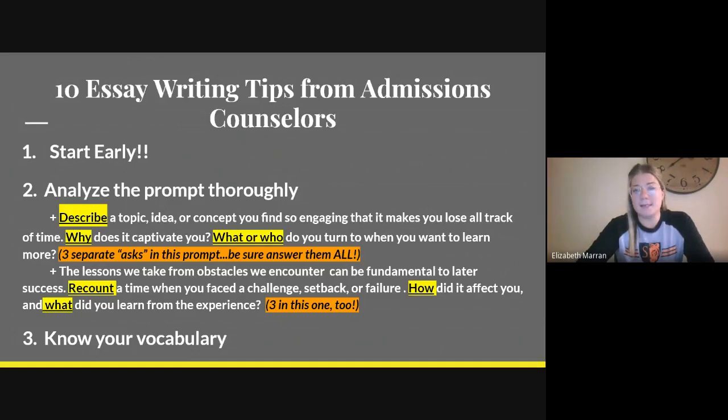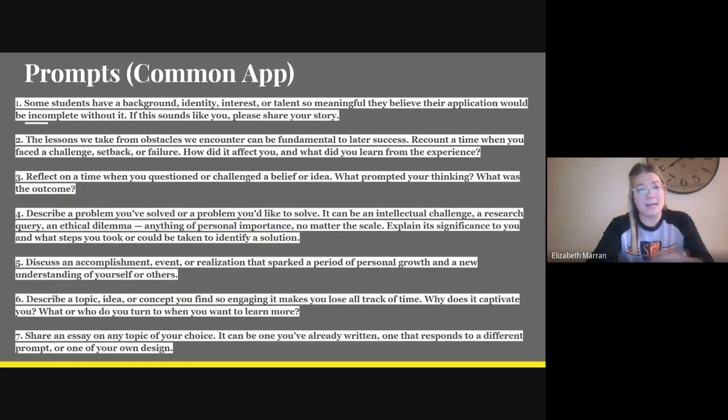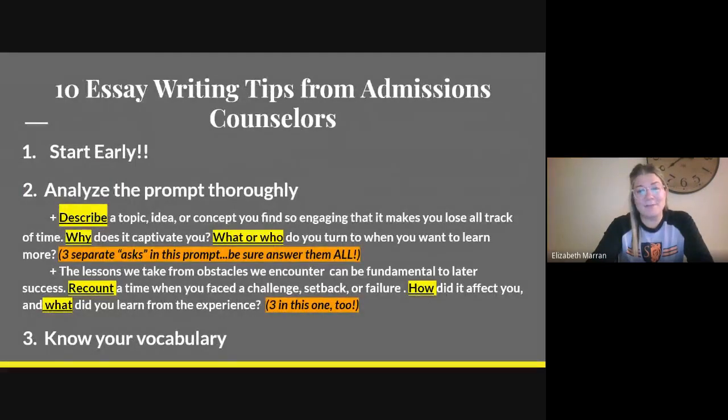The second one is analyze the prompt thoroughly. So as we saw with our prompts, they are not super short. Most of them have 2 to 4 parts in each one. So as you'll see, I kind of highlighted, describe a topic, why does it captivate you, what or who. So that's 3 questions they're asking, and you only have up to maybe 750 or 1,000 words to write it. So you're going to want to be concise, and you're going to want to make sure you answer all the questions that they ask, because you're not only answering their questions, but you're also showing that you can follow directions.